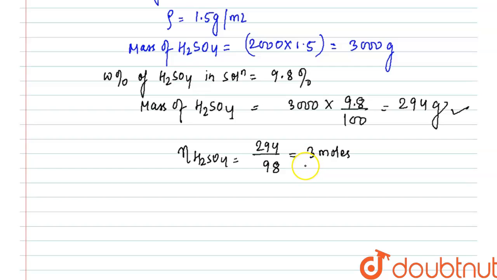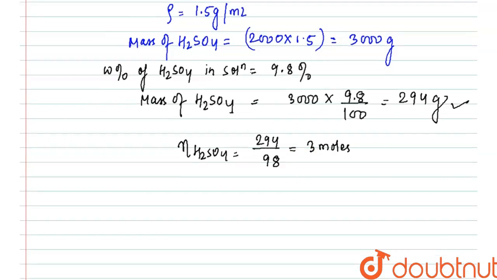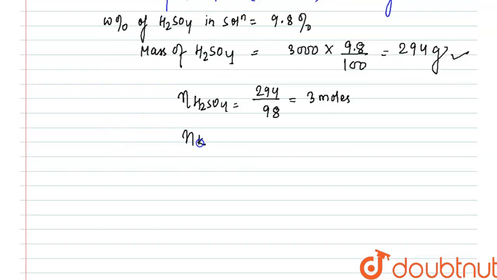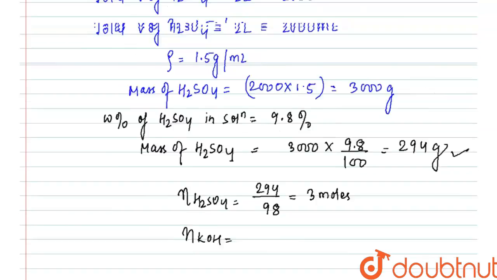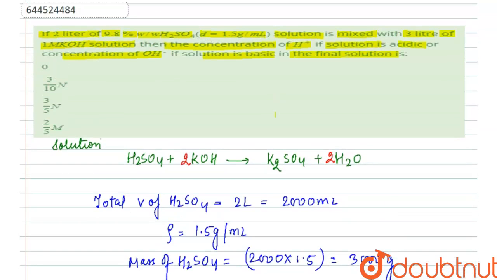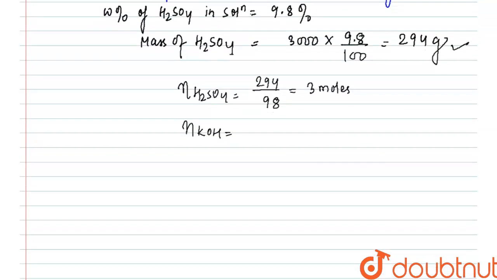Now the number of moles of KOH that we have here. KOH is given as 3 liters and it is 1 molar. So number of moles will be equal to molarity into volume. Molarity is 1 and volume is 3, which means this is also 3 moles.